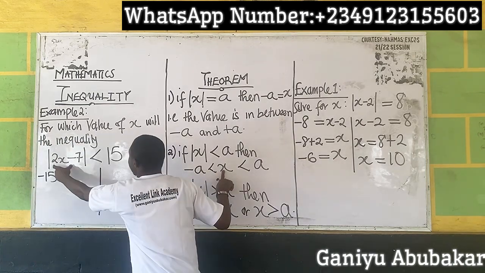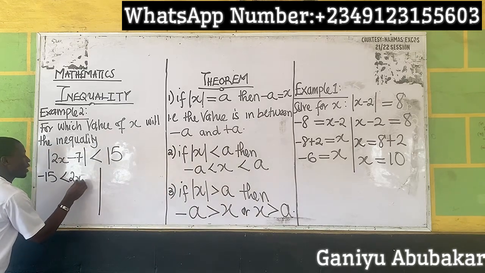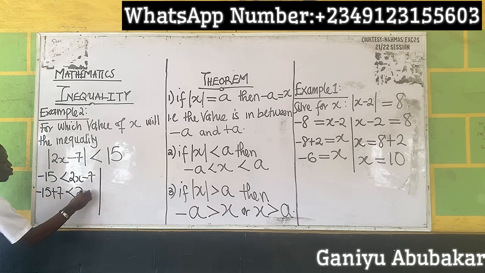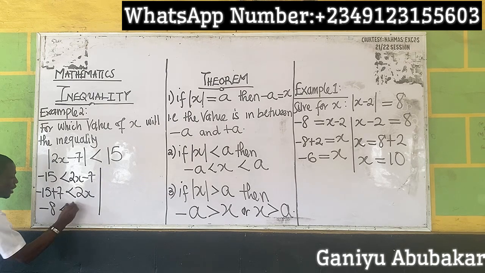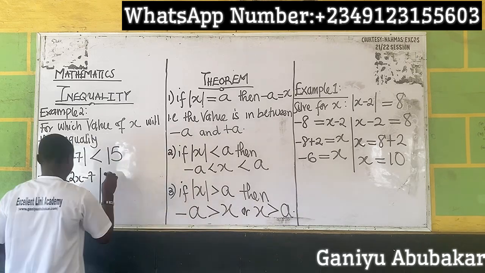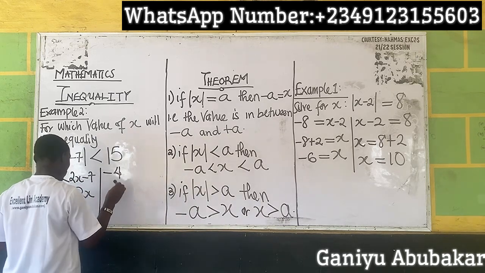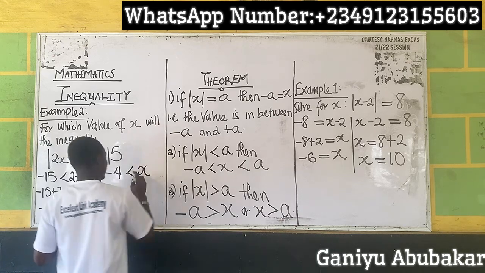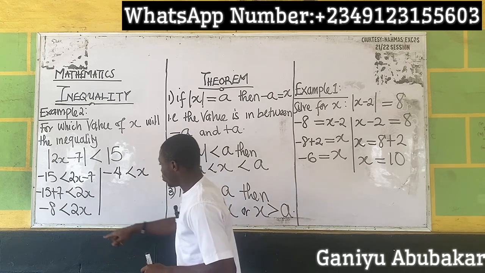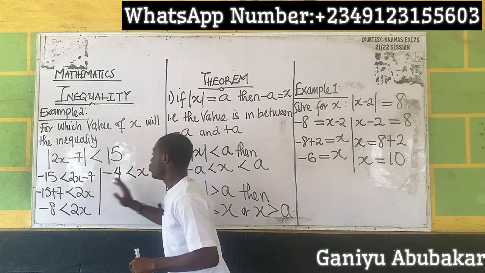So from theorem, they said my negative a, that becomes negative 15 first, then less than x. The x there is this 2x minus 7. This gives you negative 15 plus 7 less than 2x. So this gives you negative 8 less than 2x. Get x here, divided by 2. So I should have that x, this should give you negative 4 less than x. All right, I have negative 4 less than x from here. This is your theorem solution.